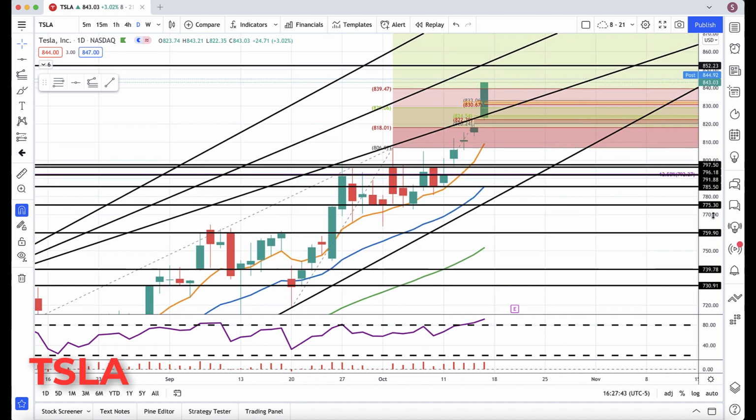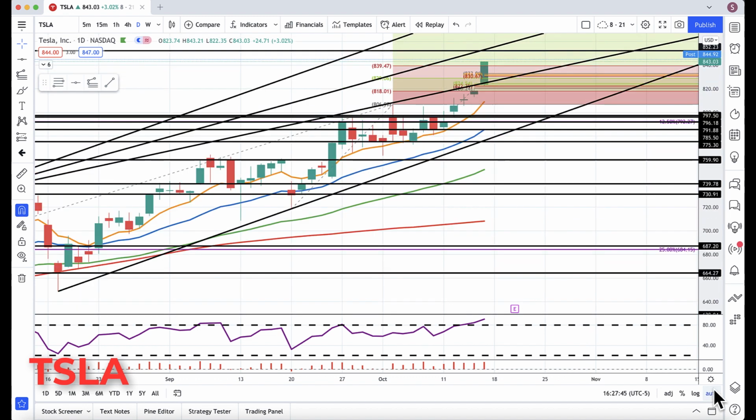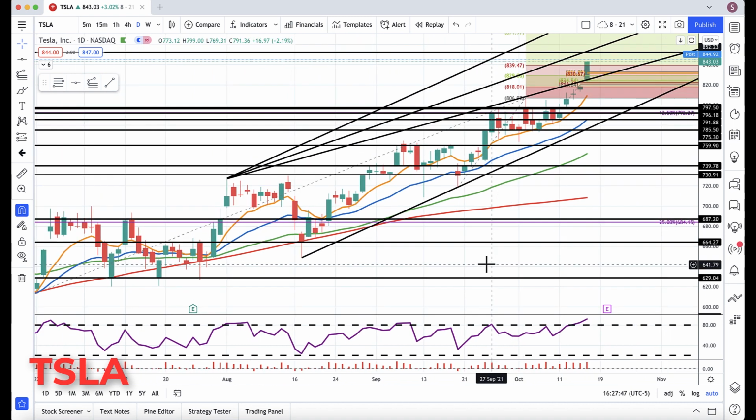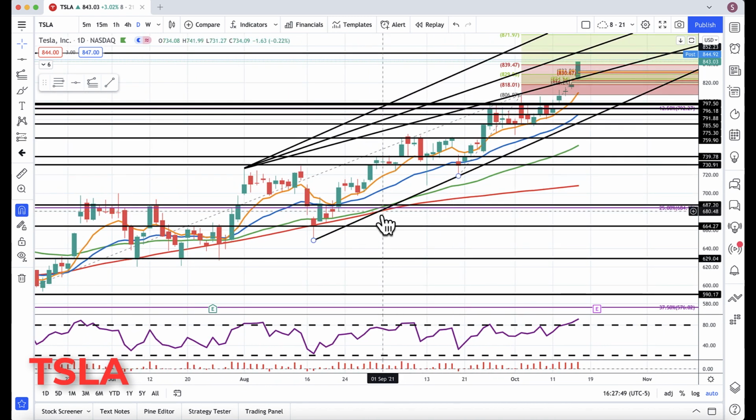I've changed some levels on here. Let me just go to auto and zoom out. We used to have the horizontal channel. This has now turned into a rising wedge pattern that just broke out to the upside, and rising wedges can break out to the upside. It is just not as normal, but this is Tesla. So this is something new that I have not really covered on this channel, I don't think. At least I haven't covered it recently.